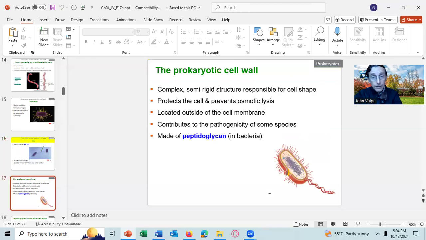All right, let's talk about the prokaryotic cell wall. The prokaryotic cell wall is complex and it's a semi-rigid structure. It is responsible for giving the bacterium its cell shape. The cell wall does protect the cell and prevent osmotic lysis. If a bacteria cell were to lose its cell wall and it were to be in an environment where there's more water outside the cell than inside the cell, water would move into the cell and the cell membrane would expand. And the cell membrane would continue to expand until it eventually popped. And then that would kill the cell as the cytoplasm would leak out of the cell.